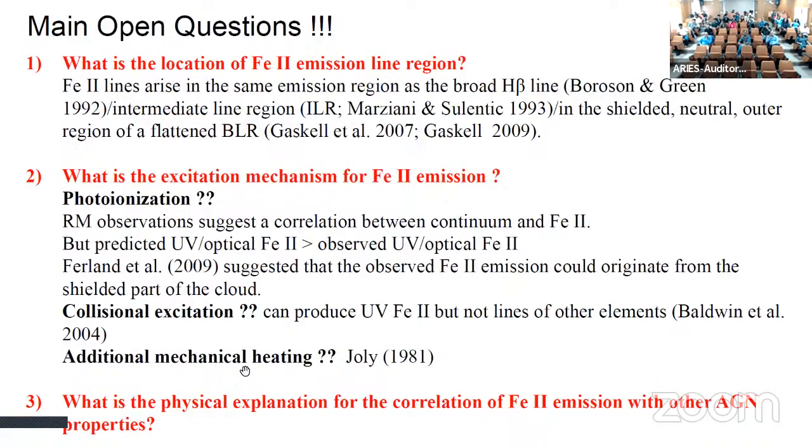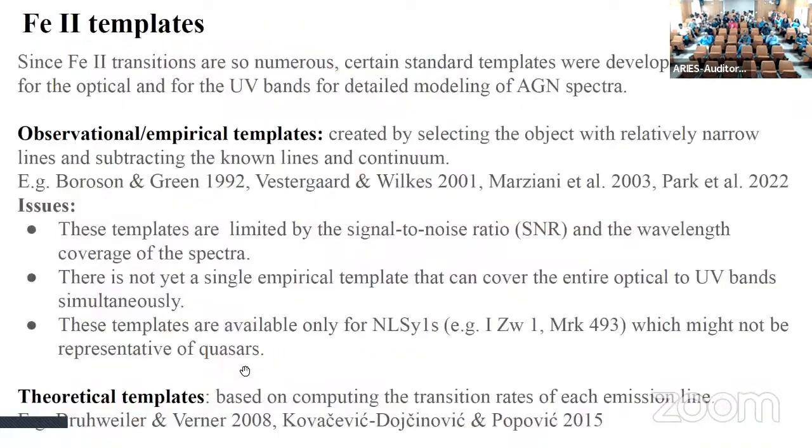Okay, so the third point is, what is the physical explanation for the correlation of Fe2 emission with the other AGN properties, like the Eddington ratios and the O3 emission? That we don't know. So it's very important to measure the Fe2 emission very accurately, and for that we use some templates.